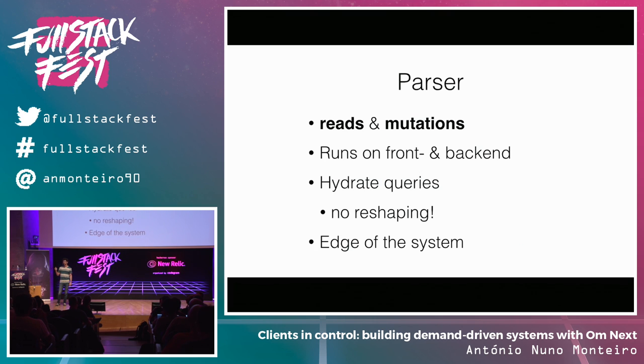The parser runs reads and mutations, and it runs both on the front end and the back end. This is the actual interpretation layer that I described earlier, and it sits at the edge of our system. You never call the parser directly. It's actually what allows us to abstract asynchrony from the developer, because everything in Om Next looks very synchronous, although it might not run synchronously. This is what hydrates our queries that we pass to it without reshaping. We just get the data out of the parser in the shape that we expect it to be passed to our render function so that it can render immediately without performing any additional transformations.